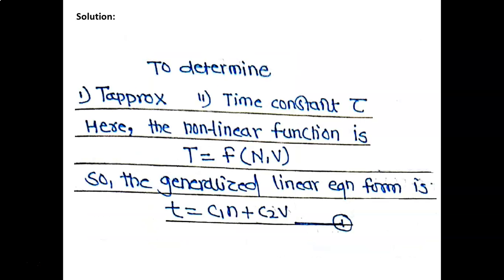Solution. They have told us to determine T approximate, then time constant tau. Here the non-linear function is, that is, torque is a function of speed and voltage. So the generalized linear equation form is small t is equal to C1 into small n plus C2 into small v, equation 1. Now we will determine values of C1 and C2 as in the earlier problems from the graph. Therefore, once again, these are the graphs, whatever is given in the problem.